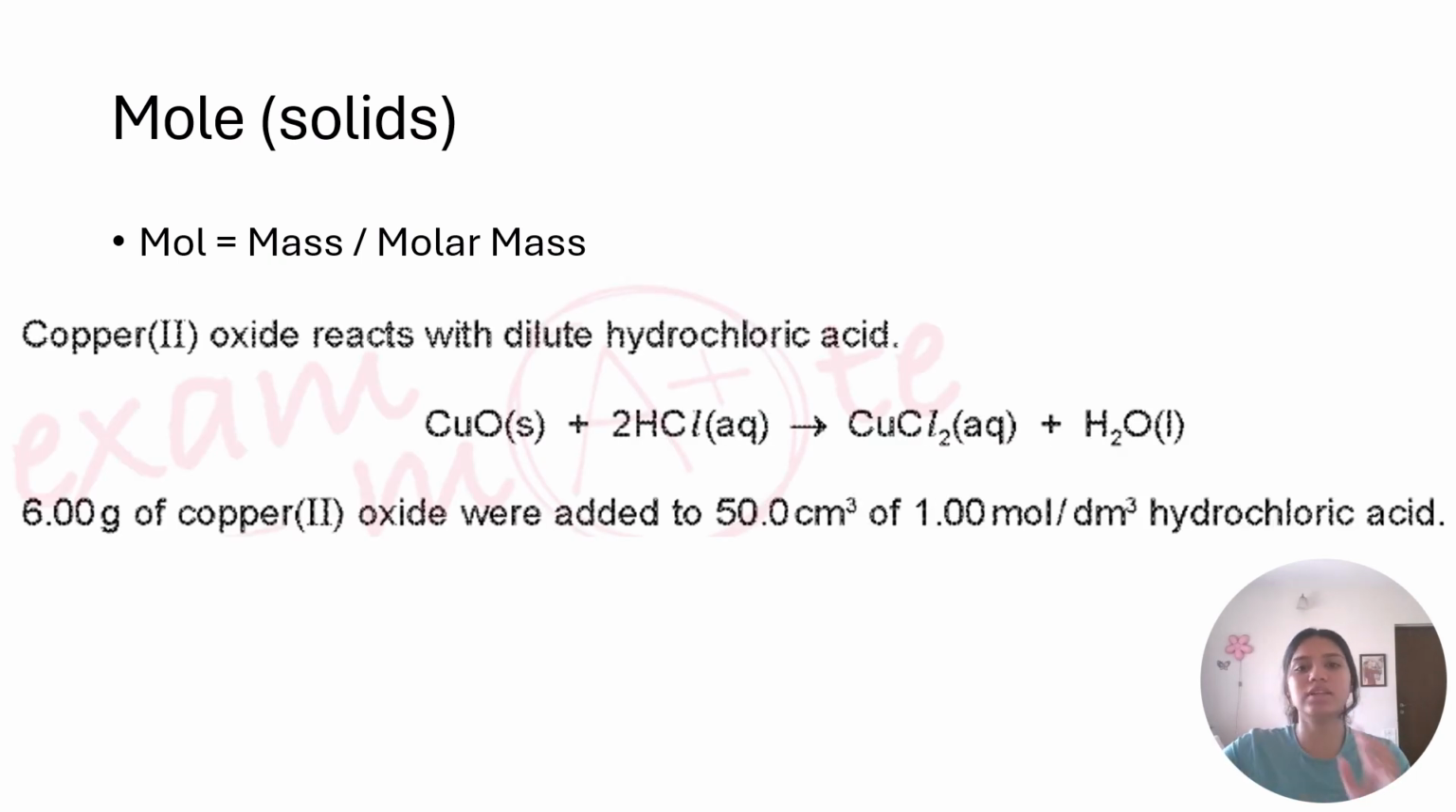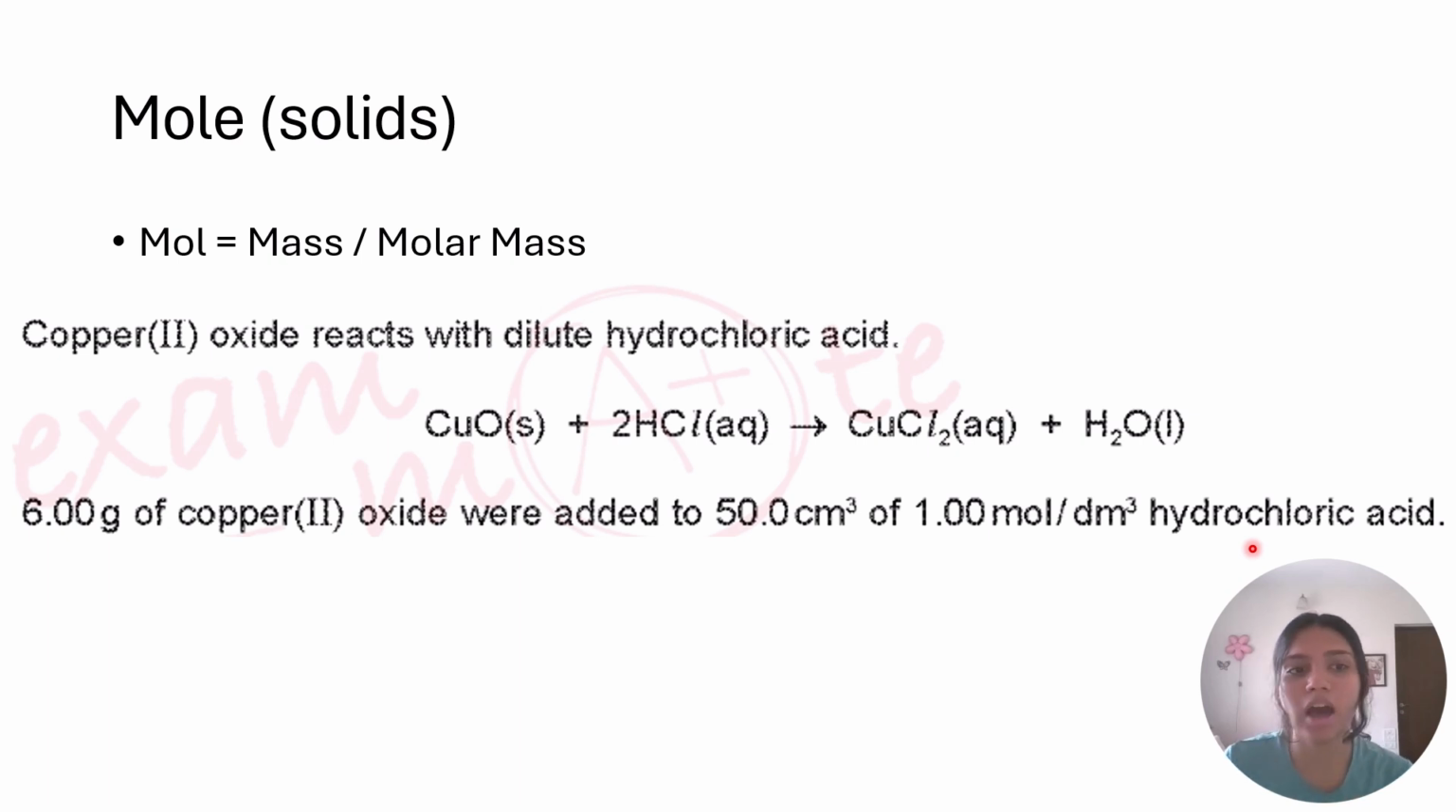So let's just do this very, very easy question. Copper 2 oxide reacts with dilute hydrochloric acid. As you can see, CuO here is the molecular formula of copper oxide. The empirical formula would also be CuO, 1:1 ratio. That is the simplest whole number ratio, just some basics. Okay, it reacts with dilute hydrochloric acid. They've given you the equation here. And here they've told you 6 grams of copper oxide was added to 50 cm cube of 1 mole per dm cube hydrochloric acid. We'll get to the hydrochloric acid part later.